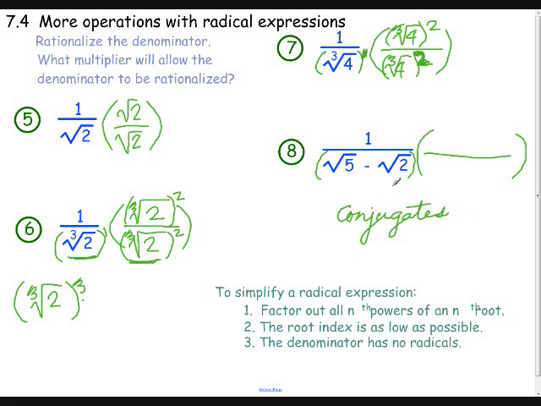Conjugates. Don't want any middle term, because if I had a middle term, it would have a radical in it. I wouldn't be able to rationalize my denominator. So I'm going to do square root of 5, square root of 2, and this one is subtracting, so for the conjugate, I'm going to be adding.